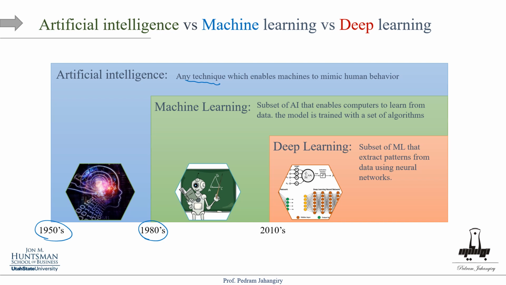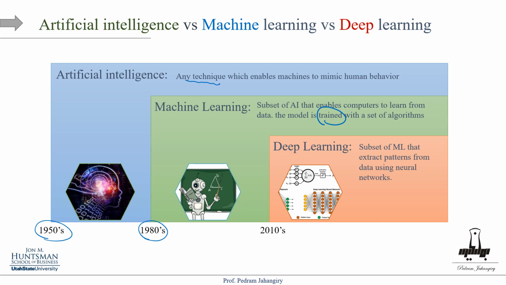Machine learning is a subset of AI that enables computers to learn from data, and the model is trained. The key term is this: train. I want you to pay attention to that. The model is trained with a set of algorithms. So we, the humans, are the ones who set the rules and say, hey, this is the algorithm, use that, apply it to the data, and then make some predictions, right?